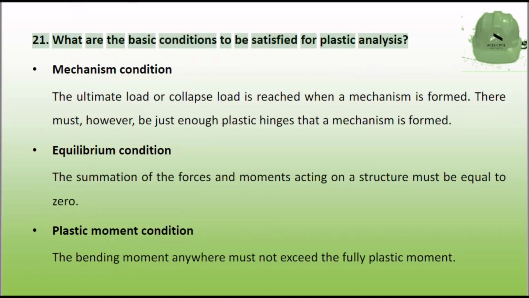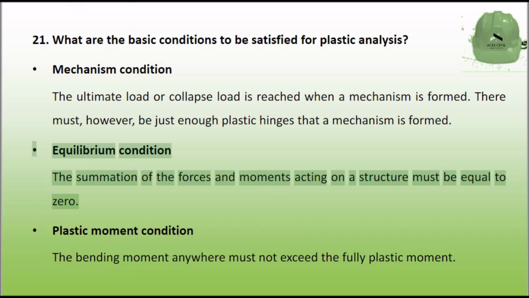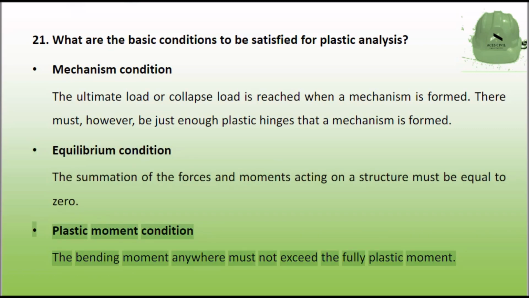What are the basic conditions to be satisfied for plastic analysis? Mechanism condition. The ultimate load or collapse load is reached when a mechanism is formed. There must, however, be just enough plastic hinges that a mechanism is formed. Equilibrium condition. The summation of the forces and moments acting on a structure must be equal to zero. Plastic moment condition. The bending moment anywhere must not exceed the fully plastic moment.